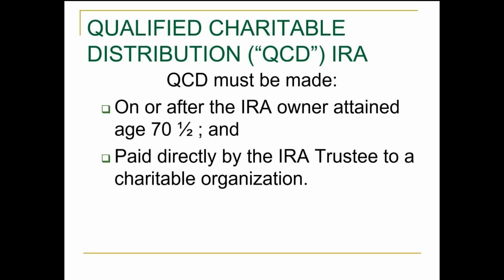This has the alternative benefit that if I take that charitable deduction and pay it directly to the charity, then I don't recognize it as taxable income. I get a deduction. Again, this is up to $100,000. So, for example, if your required minimum distribution is $25,000, you could still take advantage of that. Again, you have to be at the age of 70 and a half, and again, emphasize, paid directly to the charitable organization.